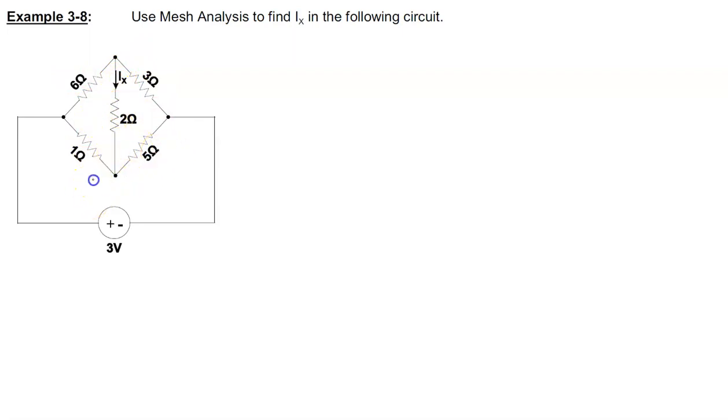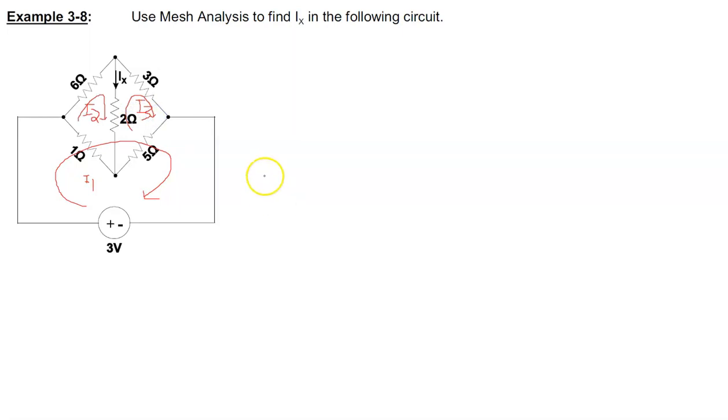So I'll call my meshes 1, 2, and 3. Then assign mesh currents: I1, which will go around this mesh, I2, which goes clockwise through this mesh, and I3, which goes clockwise around this mesh here.